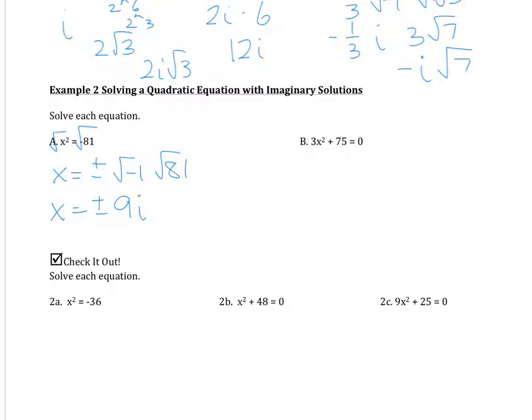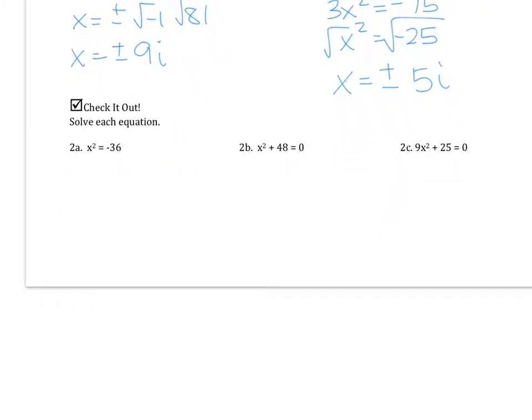So, again, isolate the x squared. I'm going to subtract 75, divide by 3, then take the square root. Remember your plus minus when you're solving an equation. So this would be 5i. Okay, so try the check it outs on your own, then come back and watch a video and see if you are correct.